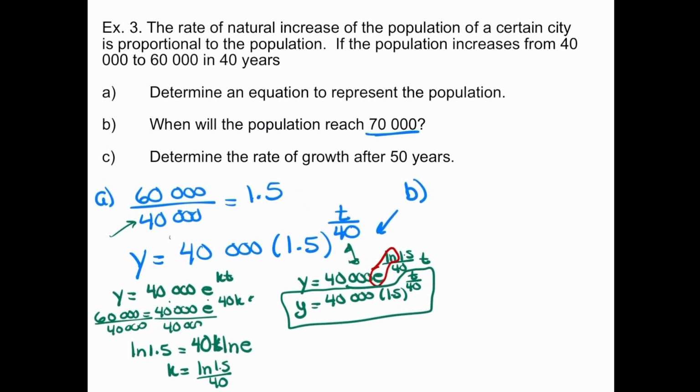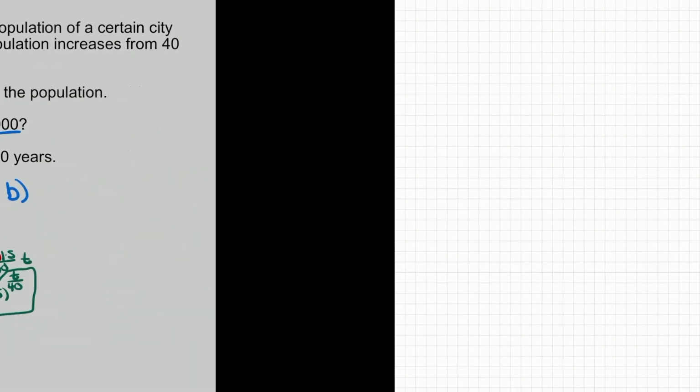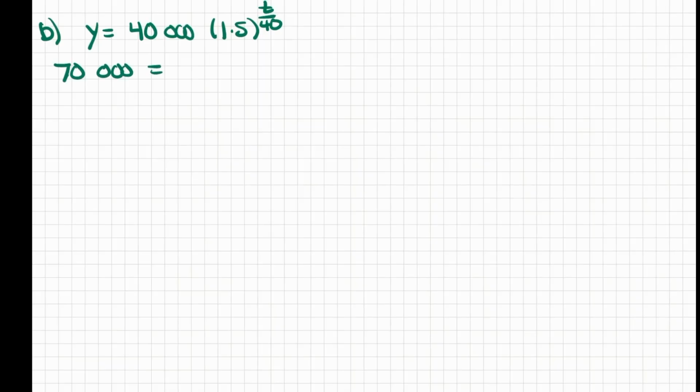Okay, so now for part B, I am going to scooch us over onto another piece of paper because I really feel like we need some more space. So we have y is equal to 40,000 times 1.5. That's how often it doubles. That's the rate raised to the power of t over 40. Now we are being asked to find out when the population will reach 70,000. So now our y value is 70,000. So 70,000 is equal to 40,000 times 1.5 to the t over 40.